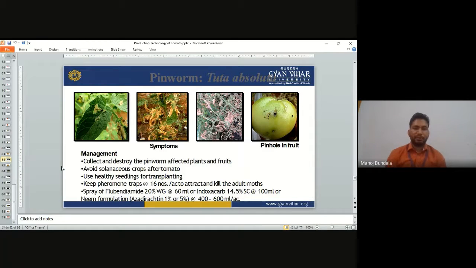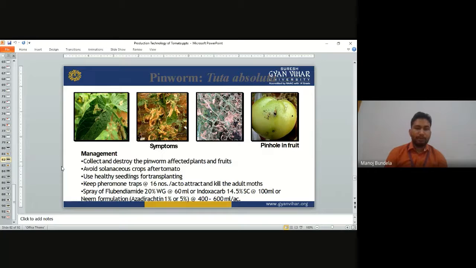Management: collect and destroy the pinworm affected plants and fruits. Whatever plant or fruits are affected by pinworm, we just collect and destroy them. Avoid solanaceous crops after tomato, because it will spread into the next crop also. Use healthy seedlings for transplanting. Keep pheromone traps.